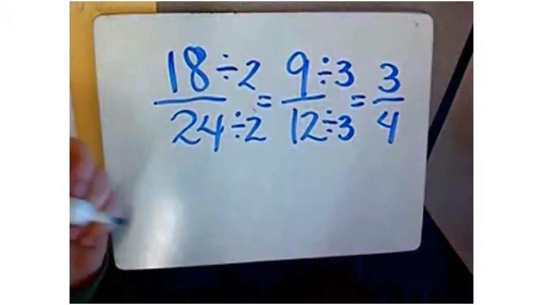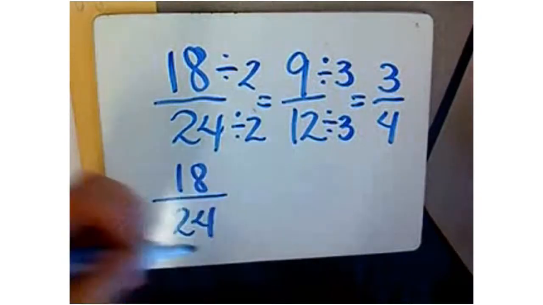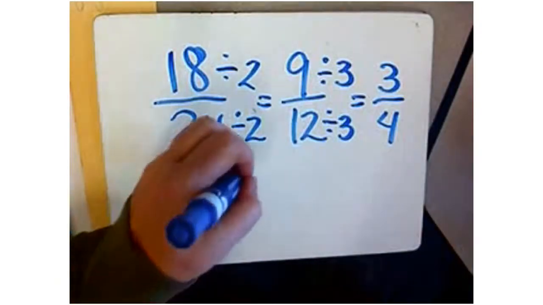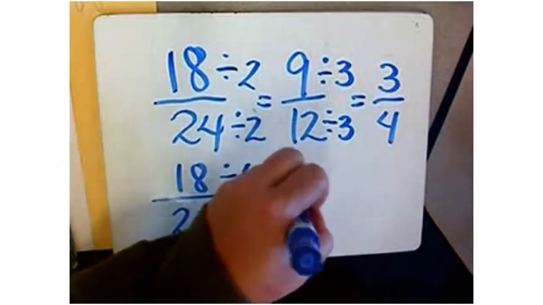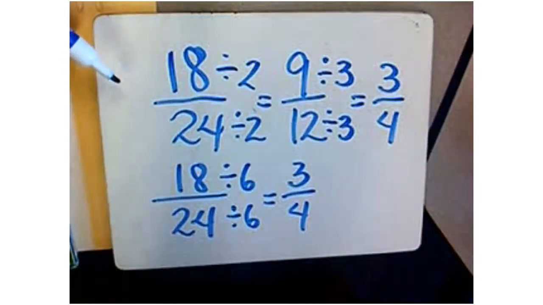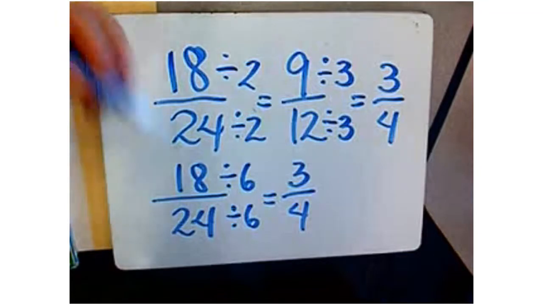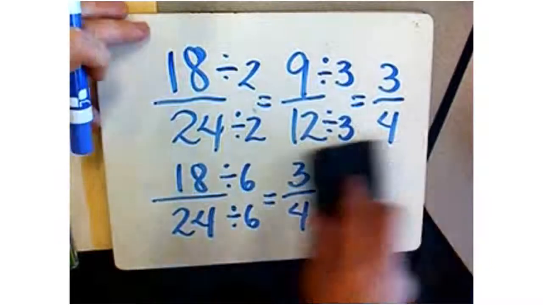Some students see 6 right away, that 6 is the greatest common factor of 18 and 24. You could divide both 18 and 24 by 6 and you'll get to the same place, 3 to 4. Whatever route you take, remember you can take the side streets if that's the route you know, and you do divided by 2 and then divided by 3, or you can take the freeway. You can do it with the greatest common factor 6. Just do something and keep moving.